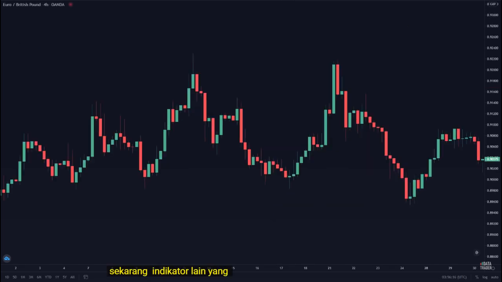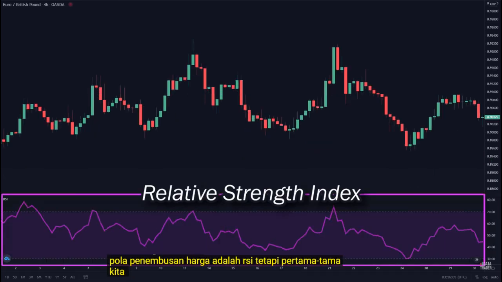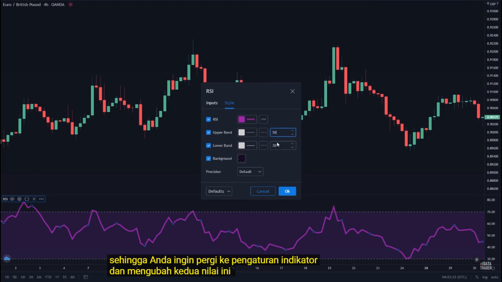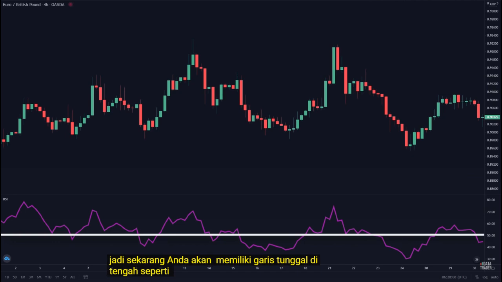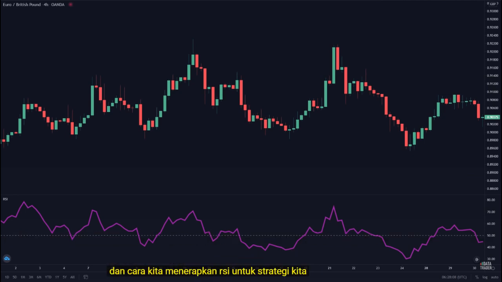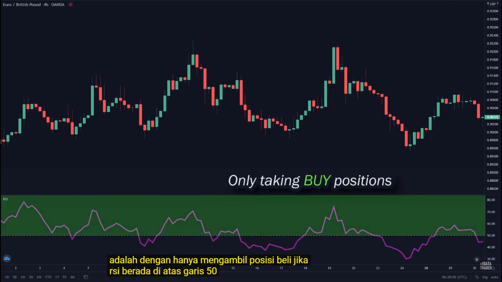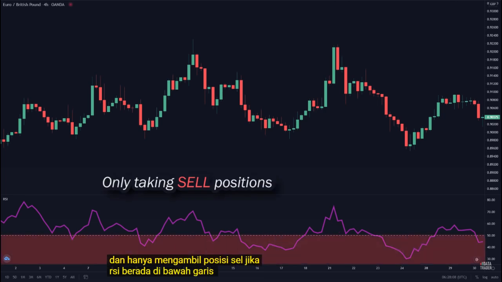Now, another indicator that can also help you confirm a price breakout pattern is the RSI. But first, we need to make a couple of adjustments to the indicator. So you want to go to the indicator settings and change these two values to 50. So now you'll have a single line in the middle like this. And the way we implement the RSI to our strategy is by only taking buy positions if the RSI is above the 50 line, and only taking sell positions if the RSI is below the 50 line.